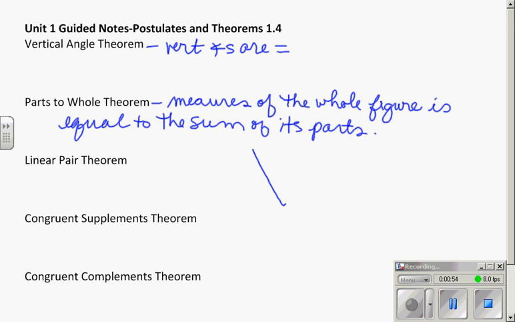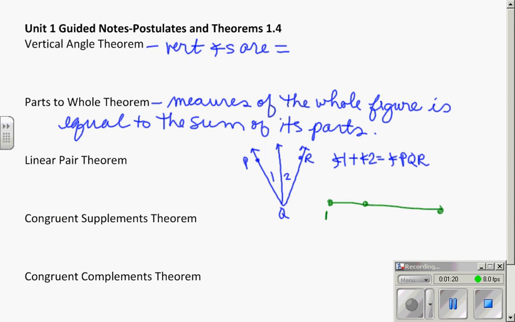So if we were to draw a picture like this, what I could say is that angle 1 plus angle 2 is equal to angle PQR. And this works also the same for segments. If I have a segment like this, I can write that AB plus BC is equal to AC.